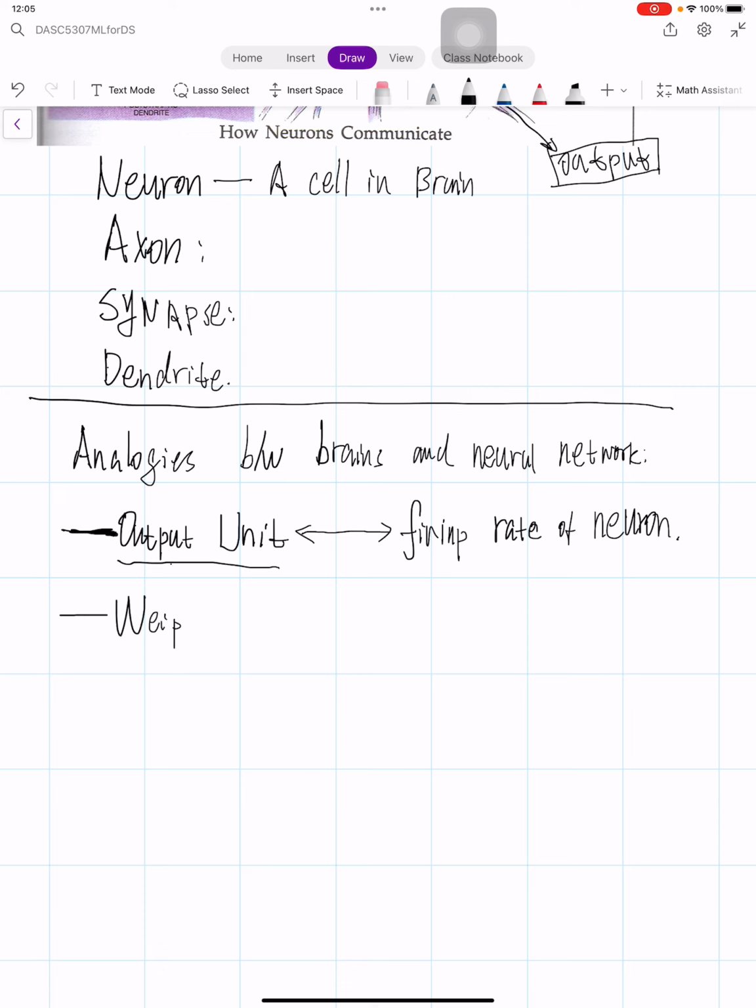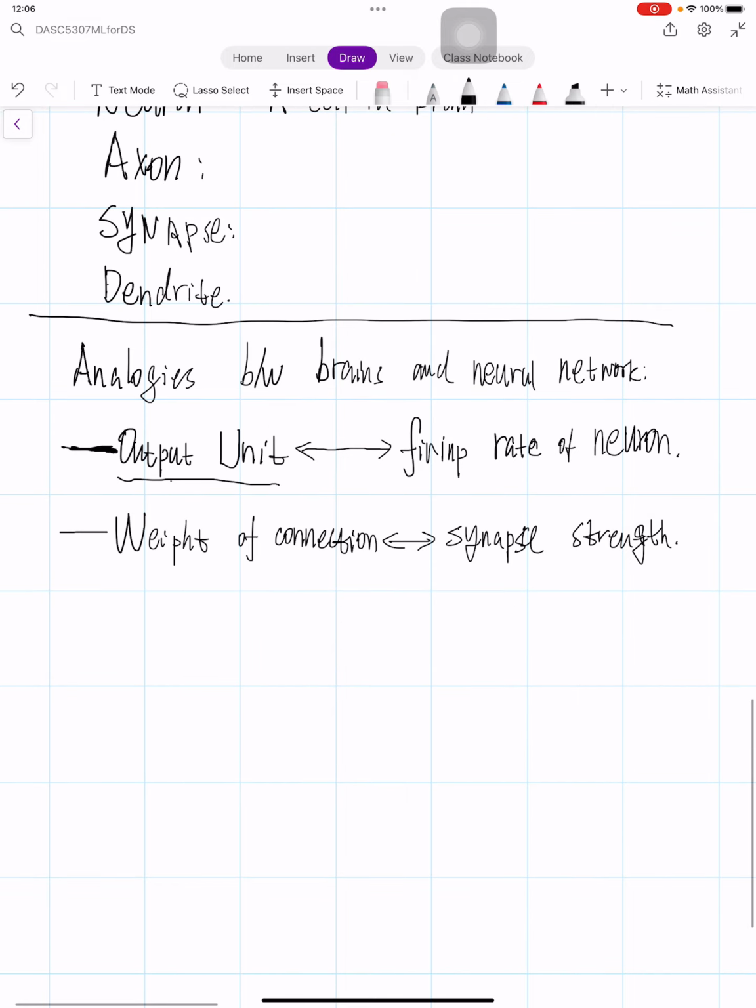Also the weight between the layers of the neural network. The weight of the connection, you can think of as the synapse strength. A positive weight you can think of as an excitatory neurotransmitter, and a negative weight as an inhibitory neurotransmitter.